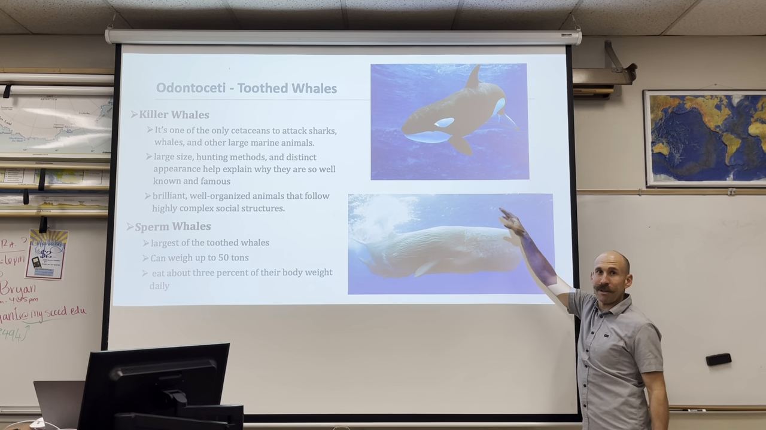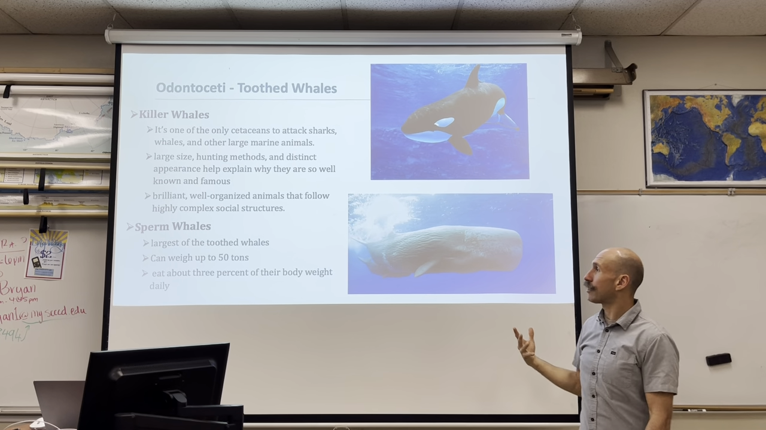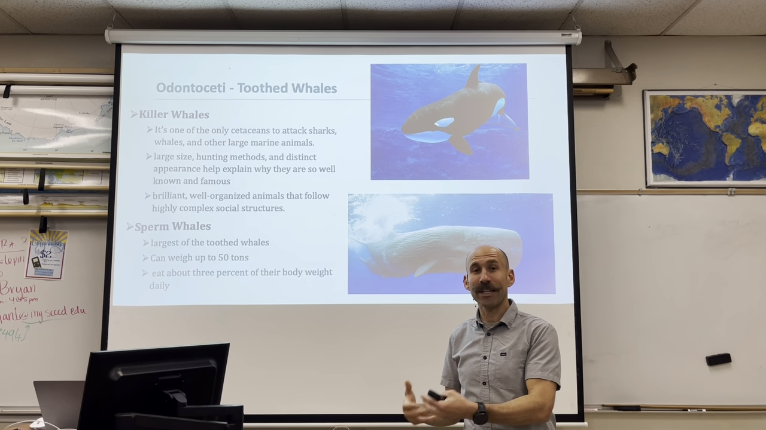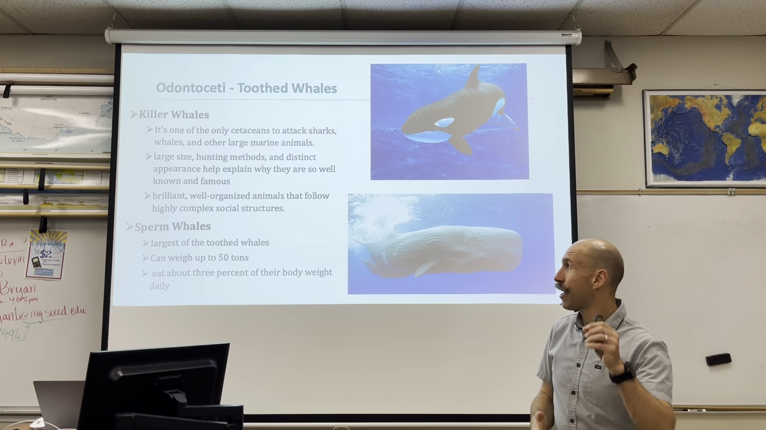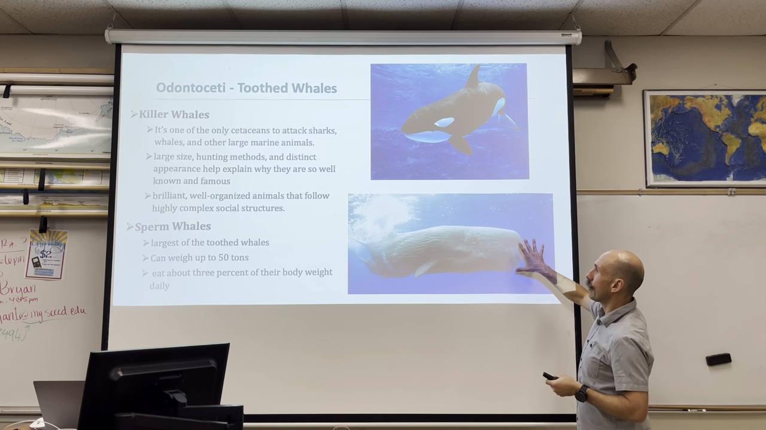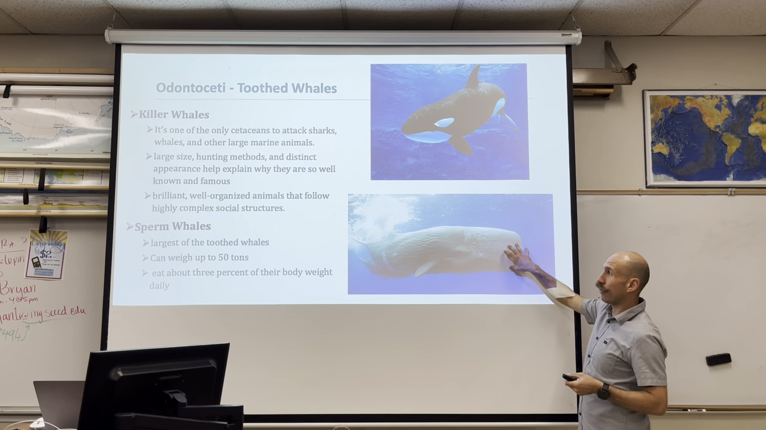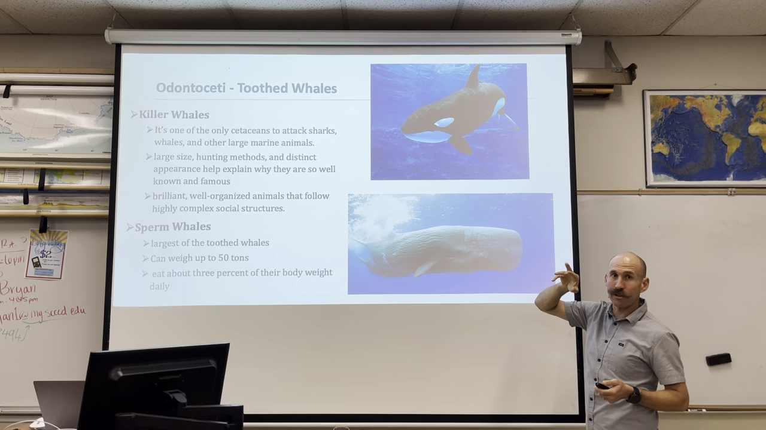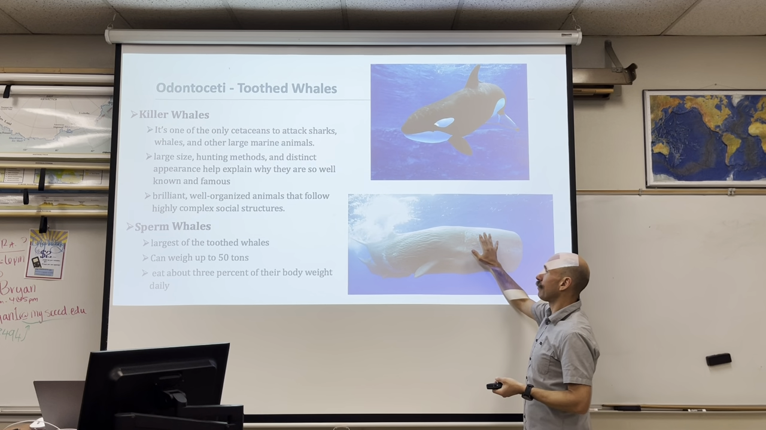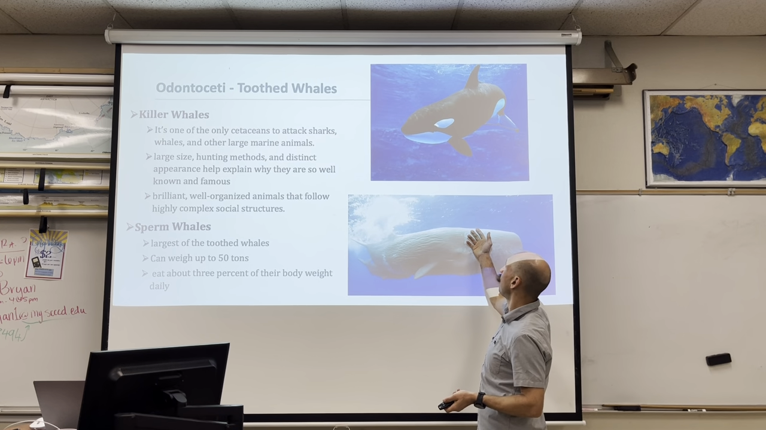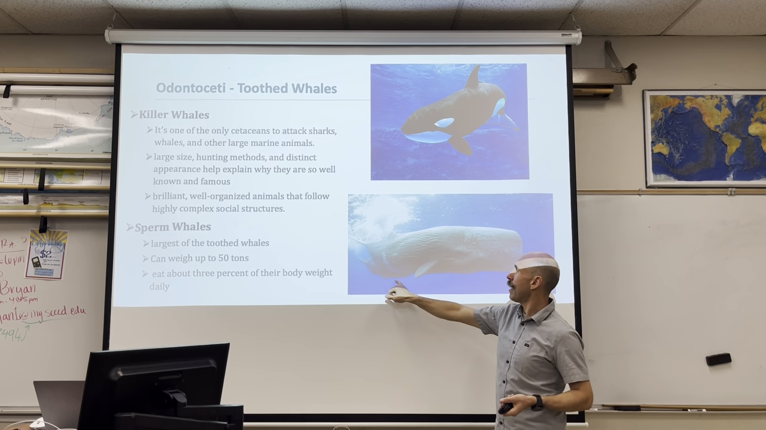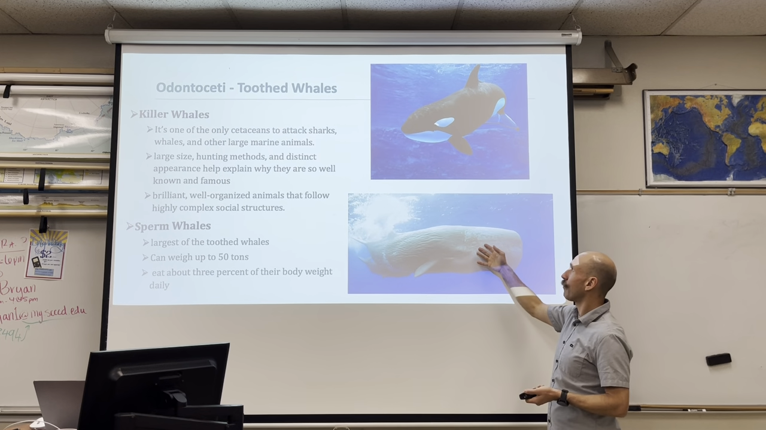Killer whales, maybe the most famous of all the whales, because they're the only ones that actually hunt other marine mammals and actually hunt sharks. That's amazing. And then sperm whales, these are the largest of the toothed whales, which you could consider dolphins and porpoises actually to be whales. They can weigh up to 50 tons, eat 3% of their body weight. And here's a little baby traveling with its mom. It's really cool.